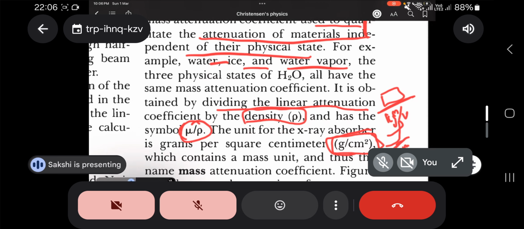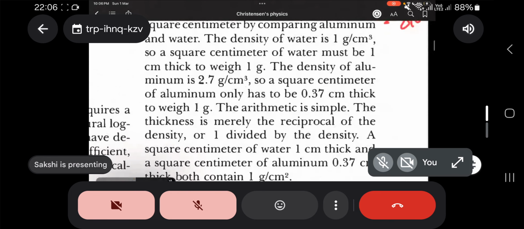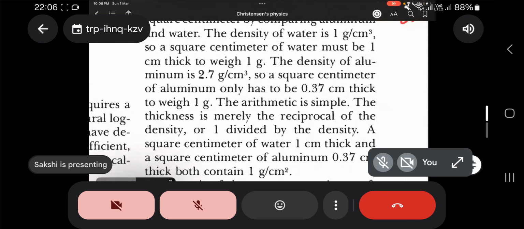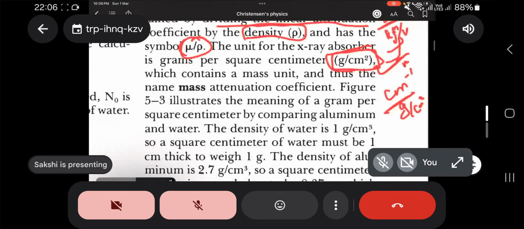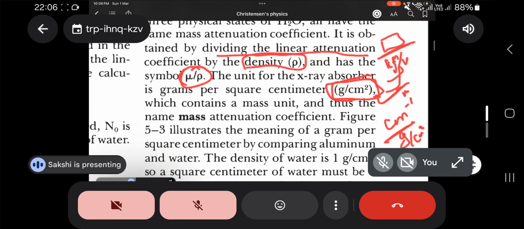What is the unit of linear attenuation coefficient? Anybody, please tell me. Centimeter inverse. Yes, per centimeter, centimeter inverse, and then it will be gram per centimeter cube. Then how will you get it? Calculate it now. Are you getting this one? Gram per centimeter square.